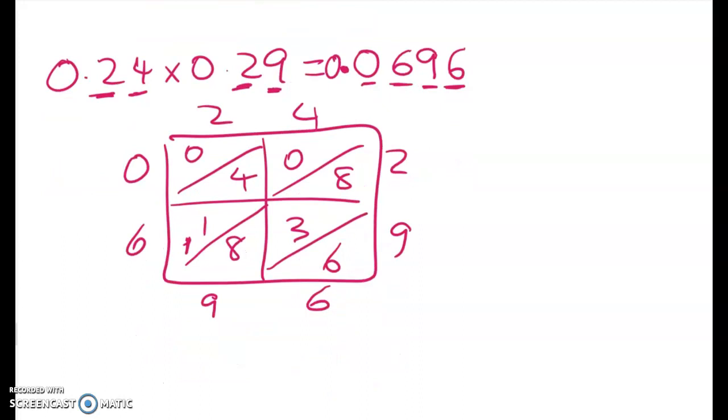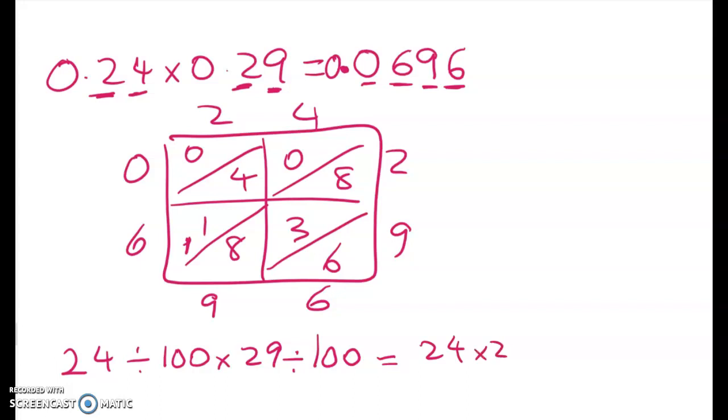Again, we've got 24 divided by 100 times 29 divided by 100, which is equal to 24 times 29 divided by, right, 100 times 100, which is 1 with 4 zeros, which is 10,000. So that's what's going on there.